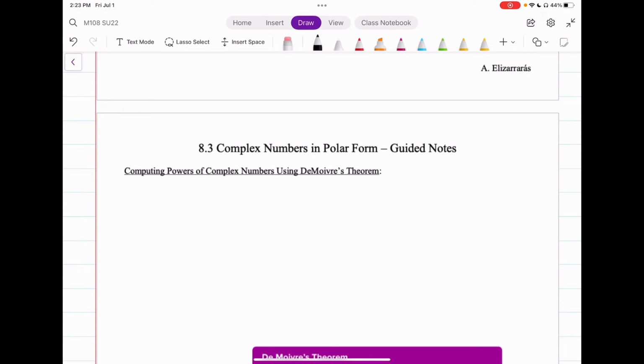If we wanted to compute powers of complex numbers, that's basically saying we want to take z to a higher power. Let's say I wanted to take z squared. That's the same thing as z times z, and so I could use the product formula above, where z times z would be equal to r times r times the cosine of theta plus theta plus i times the sine of theta plus theta.